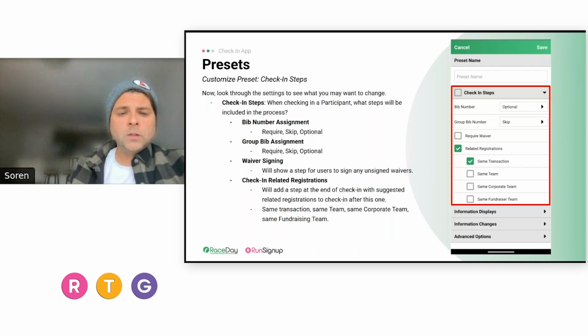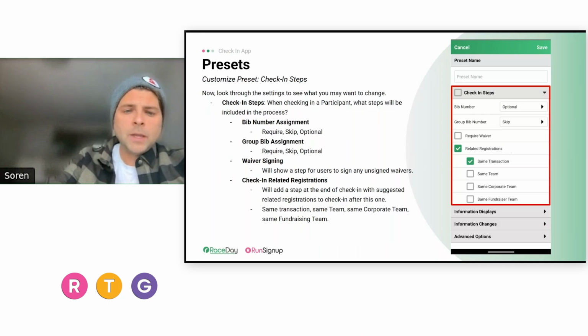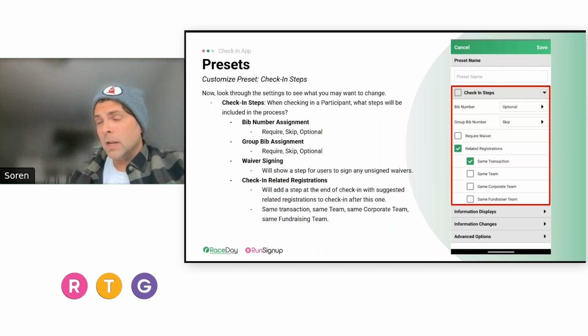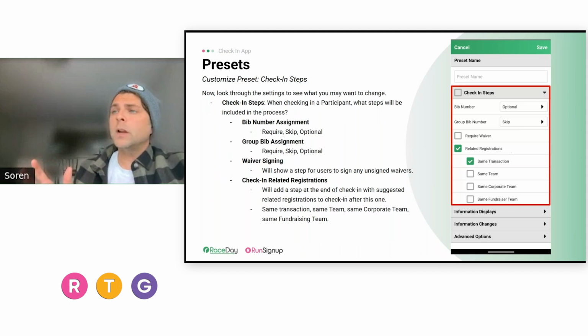Check-in related registrations will add a step at the end of check-in with suggested related registrations. They're connected to the registration that you're checking in either by, and you have the option of these, same team, same corporate team, same fundraising team, and same transaction. Just a note on the same transaction, that transaction has to be a credit card transaction. If they had a fully free registration or if they've been imported, they're not going to have any transaction information that ties them to anyone else. Just a note on that.